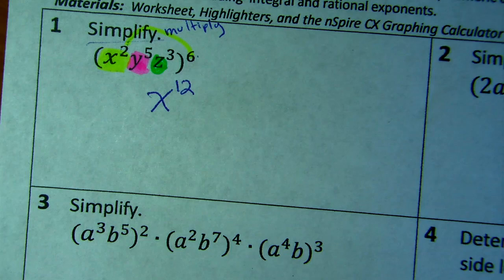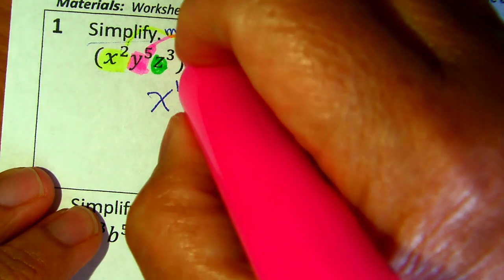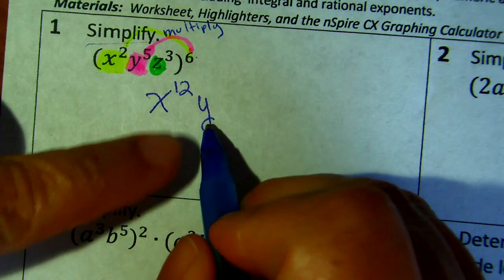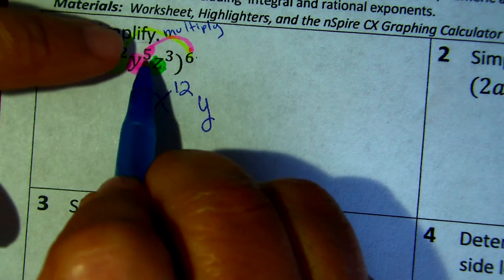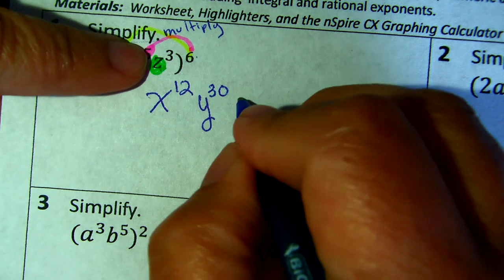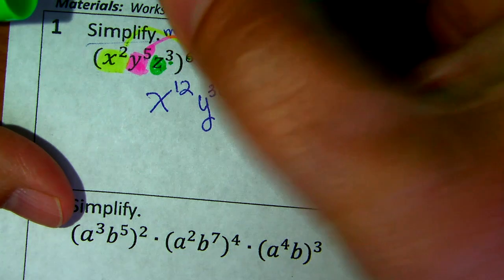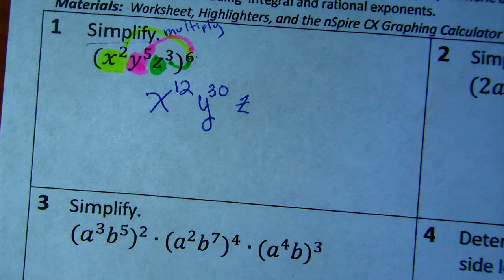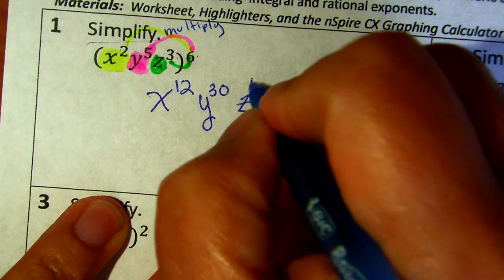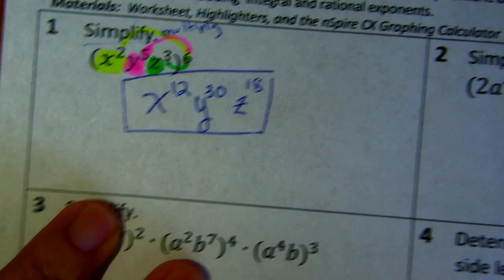And then for the y. Power to a power. What do we do? You're going to end up with having y to the power of what? 5 times 6, 30. And then let's move on to the z. Power to a power. What do we do with these 2 powers? Multiply them. So 3 times 6 is 18. And this is your answer. That's it. Okay. All right.